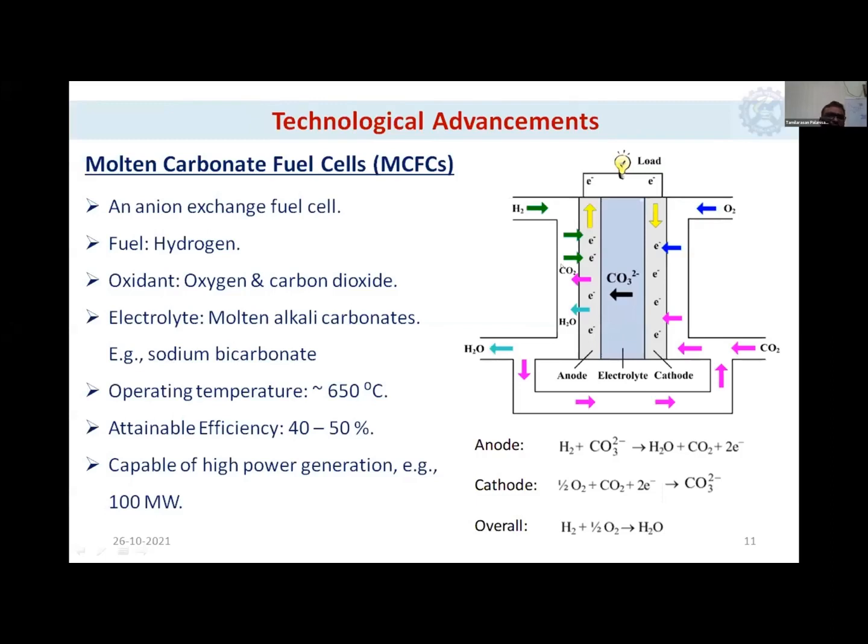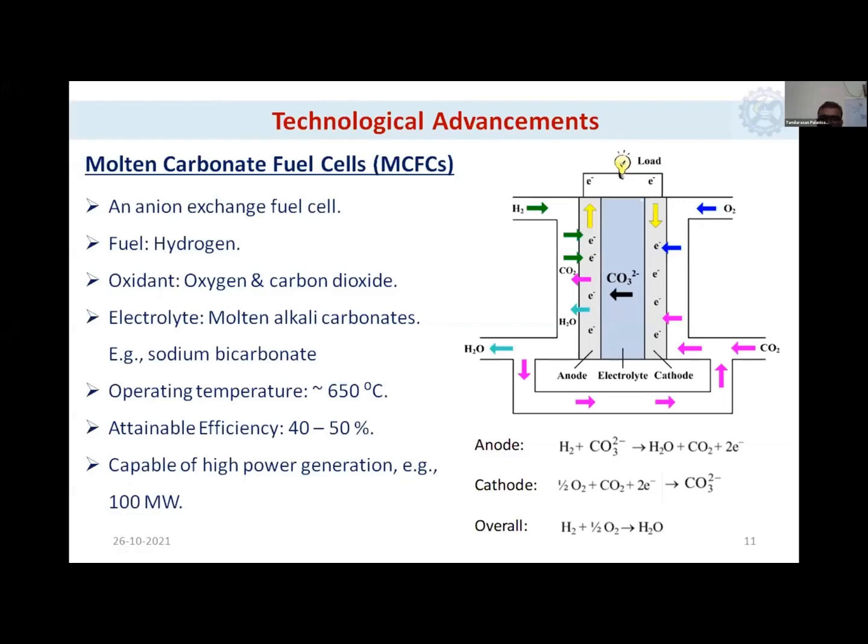And of course, there is a technology already used in molten carbonate fuel cells where they separate the carbon dioxide and recirculate it here, so that it will be like a closed CO2 cycle.